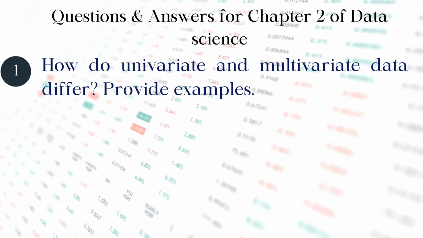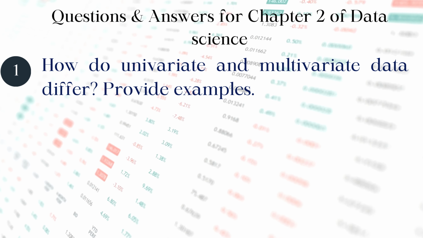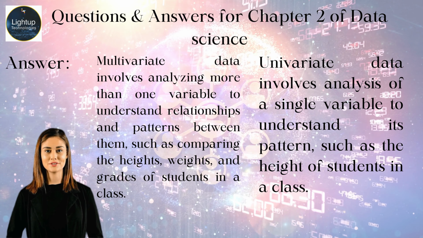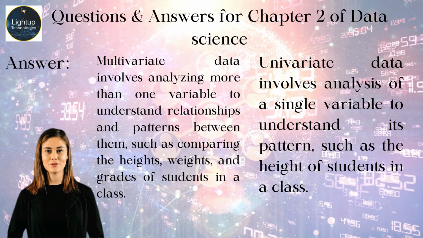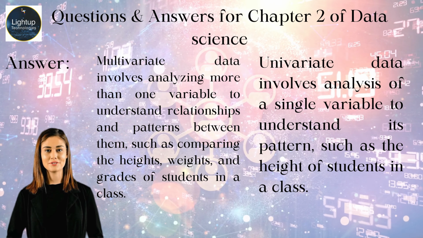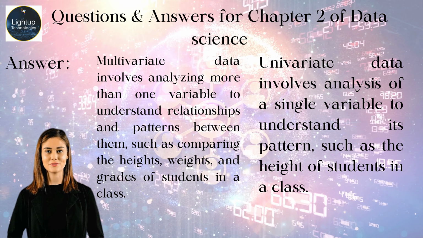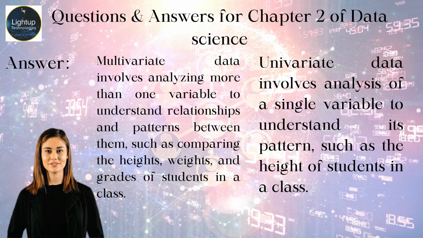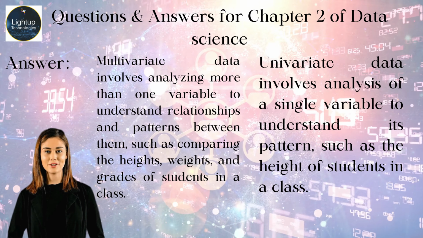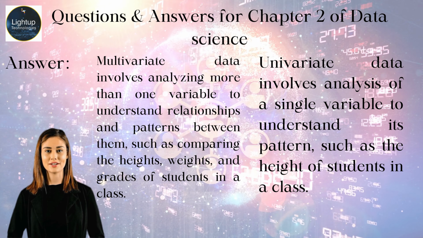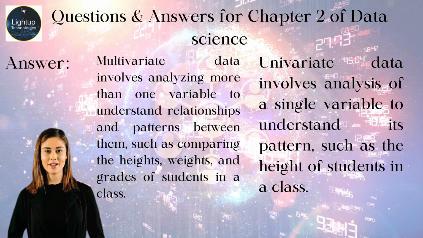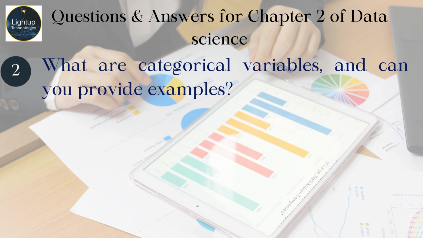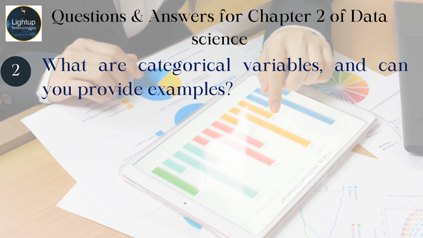How do univariate and multivariate data differ? Provide examples. Multivariate data involves analyzing more than one variable to understand relationships and patterns between them, such as comparing the heights, weights, and grades of students in a class. And univariate data involves the analysis of a single variable to understand its pattern, such as the height of students in a class.